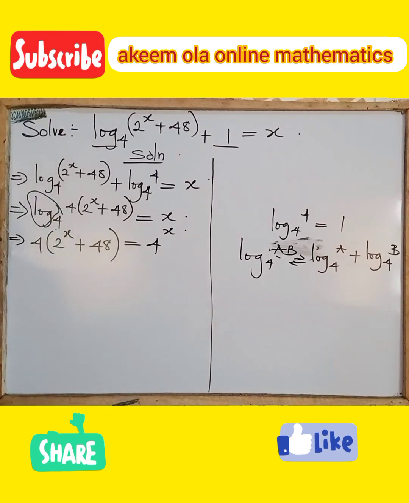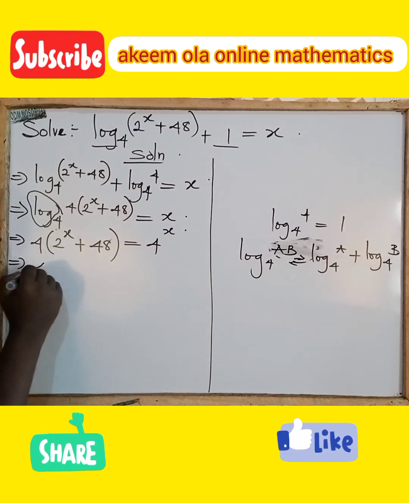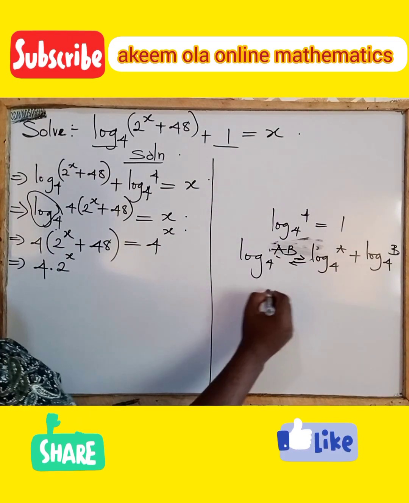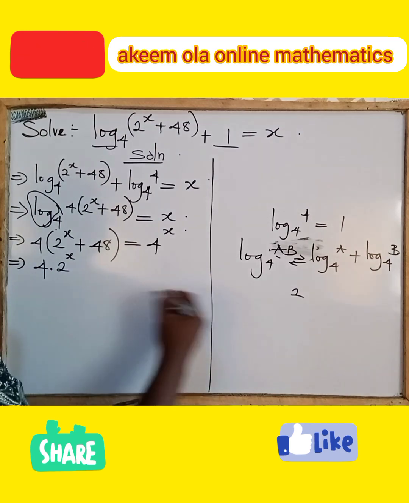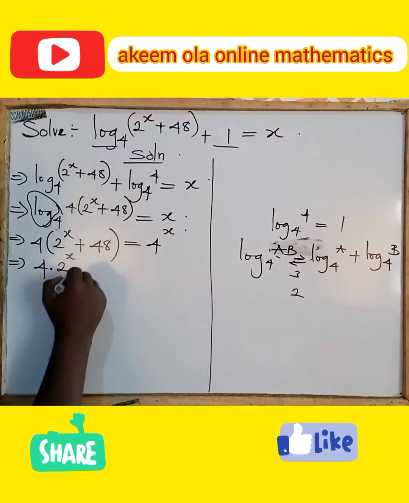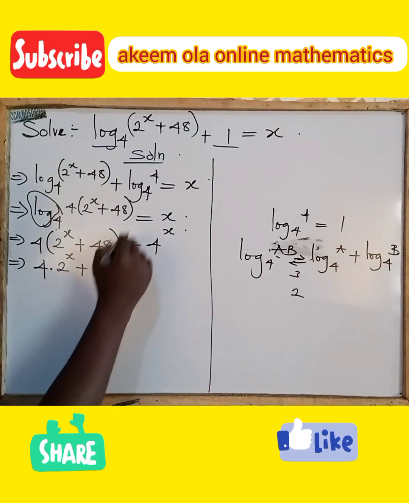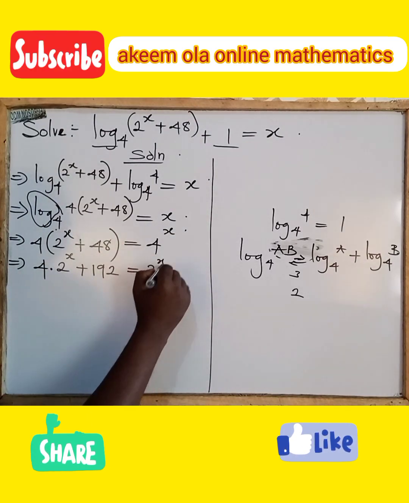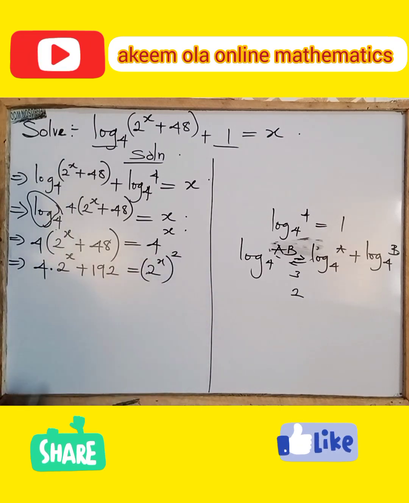Let's simplify everything on the board. If we simplify, we have 4 dot 2 raised to power x. If I multiply this, 4 times 48 is 192. Plus 192 is now equal to, if we simplify this, 2 raised to power x, everything squared. That is what we are going to have.